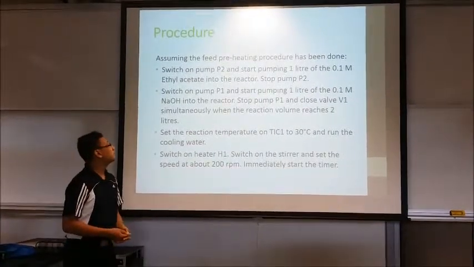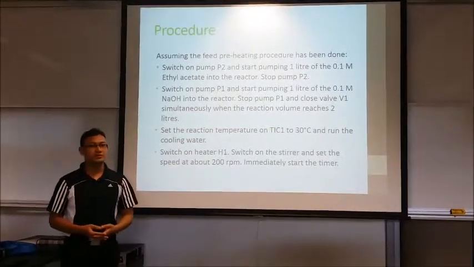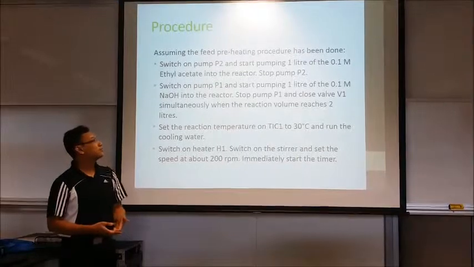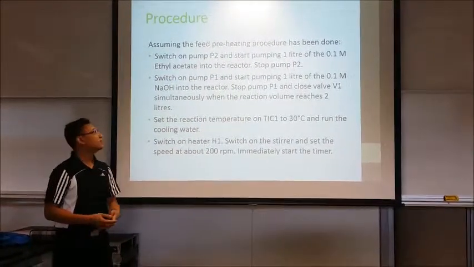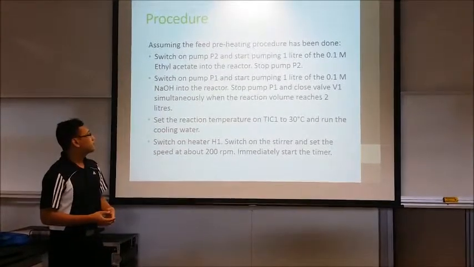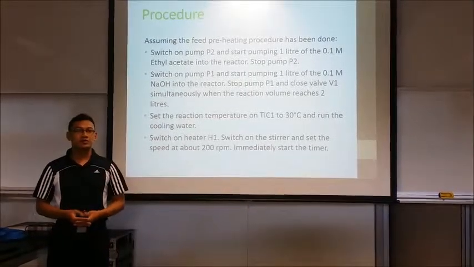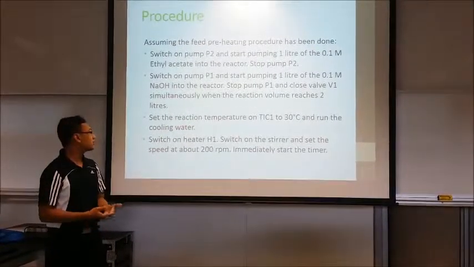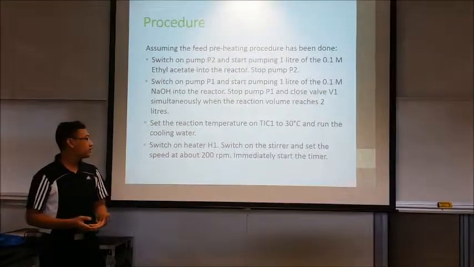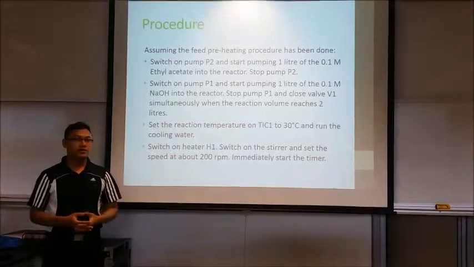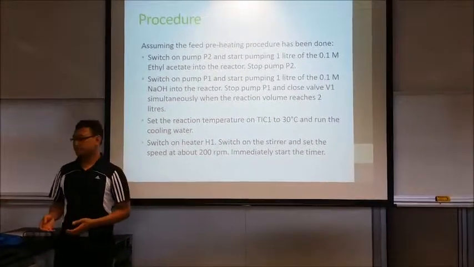For the procedure, assuming that the feed preparation has been done. First, we pump 1 liter of ethyl acetate and 1 liter of sodium hydroxide into the reactor. After we pump into the reactor, we set the reaction temperature to 40 degrees Celsius and run the cooling water. Next, we switch on the heater H1, switch on the stirrer and set it at 200 RPM, and then immediately start the timer.